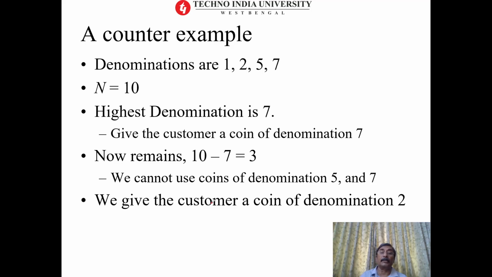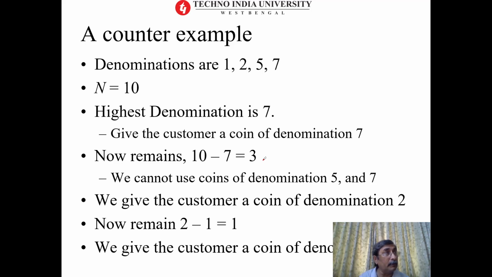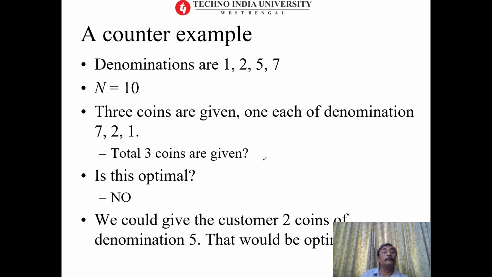So we have to give the customer a coin of denomination 2, because the largest coin less than 3 is 2. So let us give one more coin. How many is remaining? Just 1 rupee, and we give the customer a coin of denomination 1. How many coins therefore? 7, 2, 1. Total 3 coins are given.